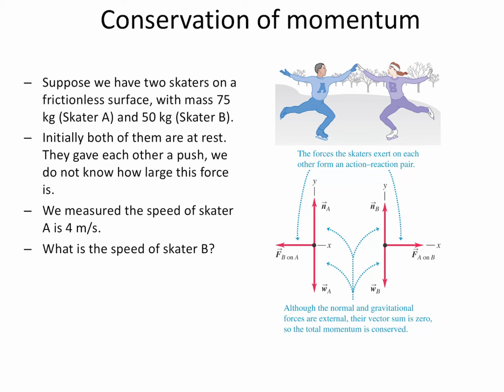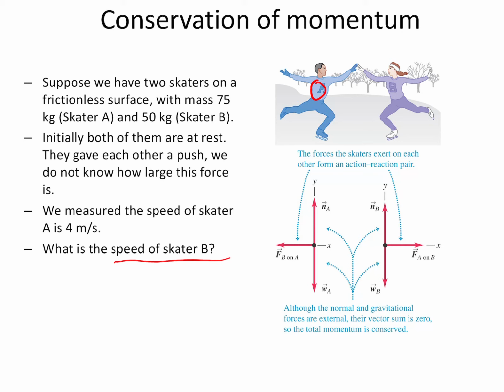So let's say this problem: you have skater A, 75 kg, and skater B, 50 kg. Initially, both of them are at rest, then they give each other a push. We don't know how large this force is, but we know after they push each other, skater A has velocity 4 meters per second. Can we find out the speed of skater B using the information here? And here we can use conservation of momentum.